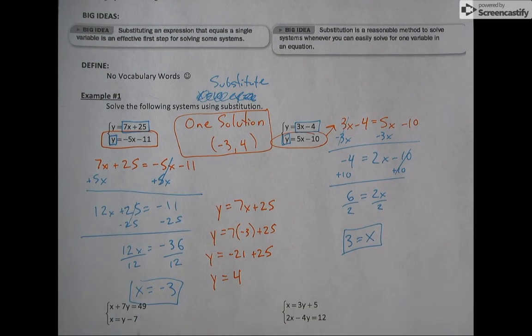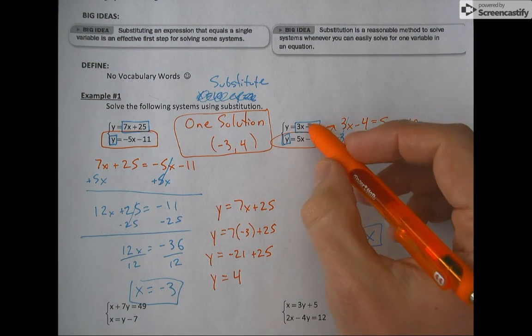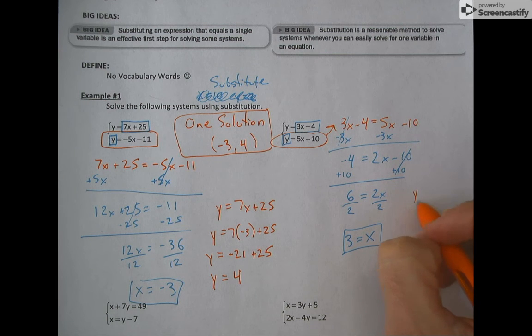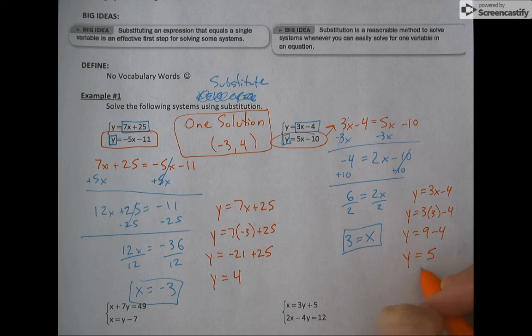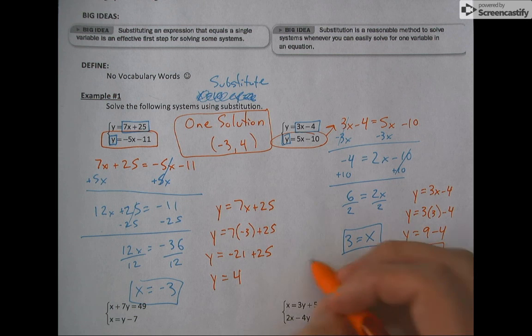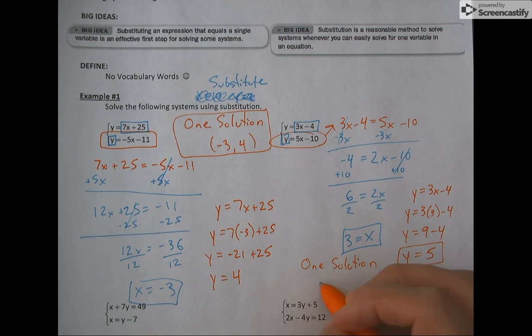Now again, you're not done until you have an ordered pair. So I need to go back to one of these. It doesn't matter which one, so I'm going to go back to the first one for no specific reason. And I'm going to plug in or substitute in the number I know that x is equal to. So I know x is equal to 3. I'm going to plug that in for x. So I get y equals 9 minus 4, so y equals 5. And now I box those in. You don't need to really because they're not your answer. Your answer is the fact that you have one solution, and that solution is 3, 5.